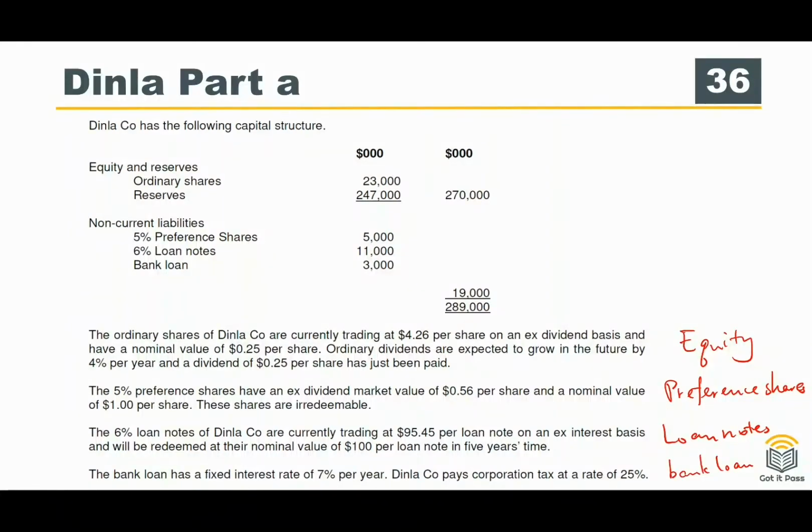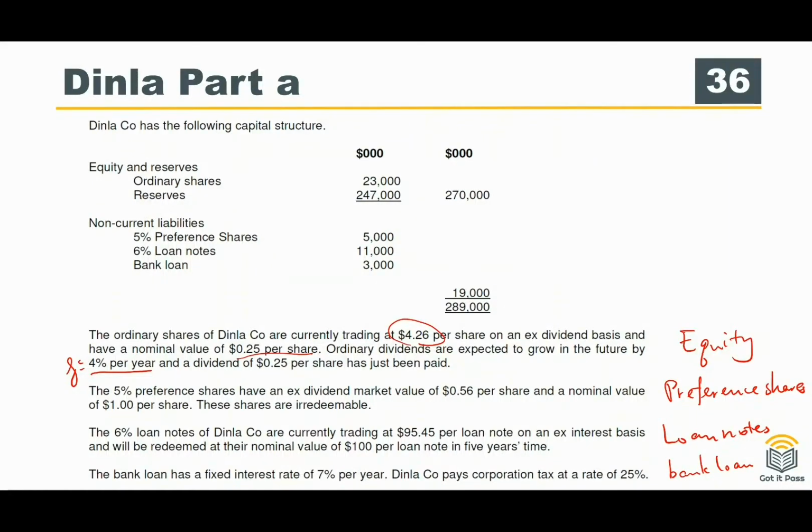The first one is the equity. It has the ordinary shares issued at and trading at $4.26 per share on an ex-dividend basis, and has a nominal value of 25 cents per share. The ordinary dividends are expected to grow in future by 4%. So the growth rate given to you is 4% per year. Dividend per share is 25 cents, which was just paid.